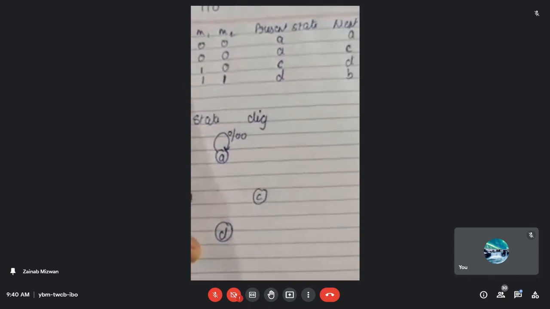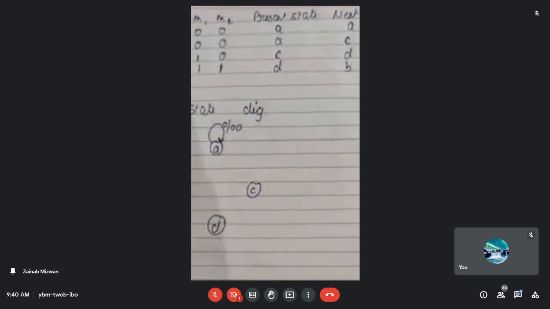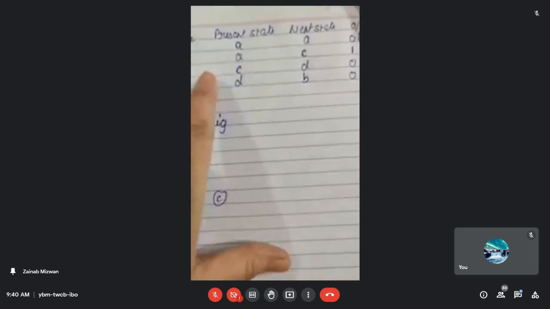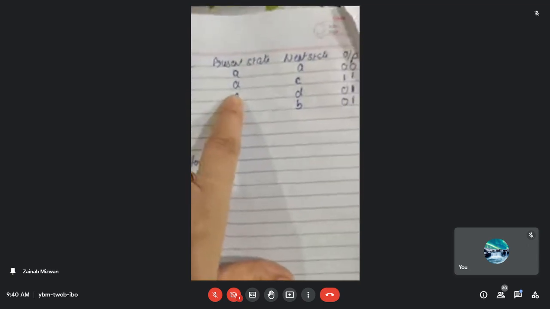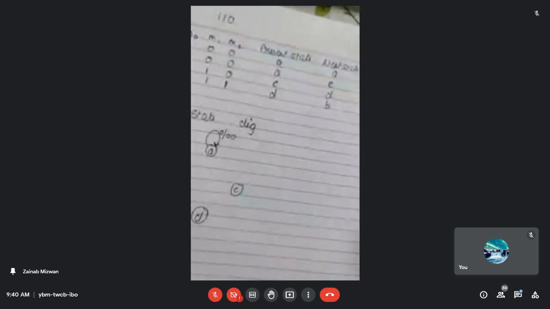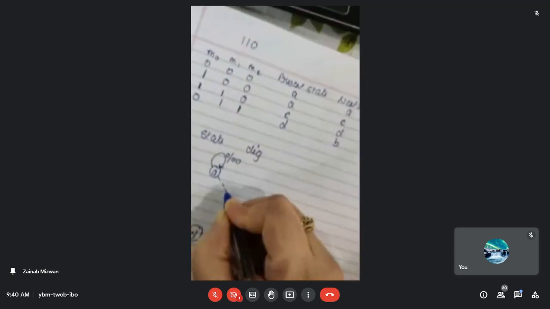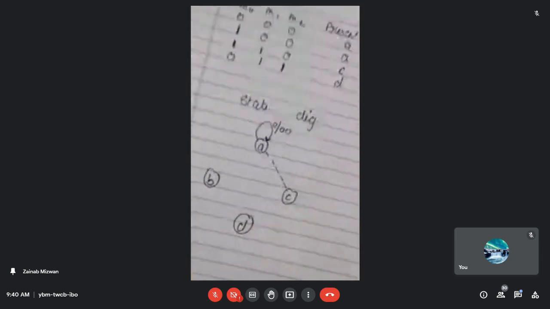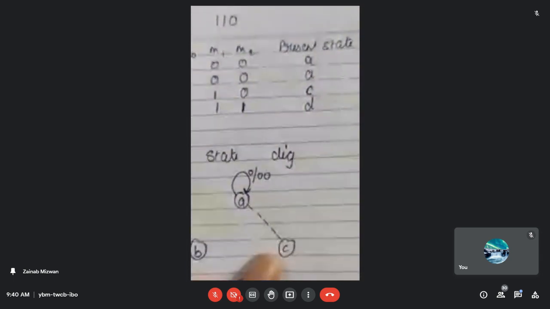Now when the input is 1 over here, the state has changed. The present state has changed from A to C. That is, there is a transition in the state. So I am going to connect this A to C with a dotted line. How am I connecting it over here? I am going to connect A to C with the dotted line.